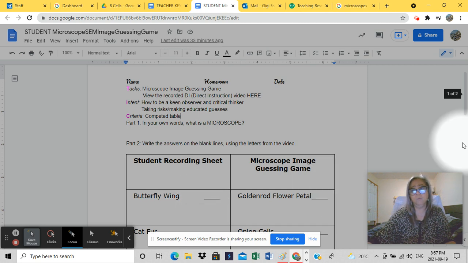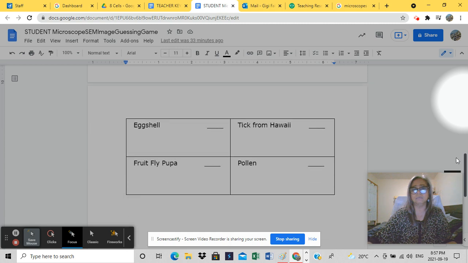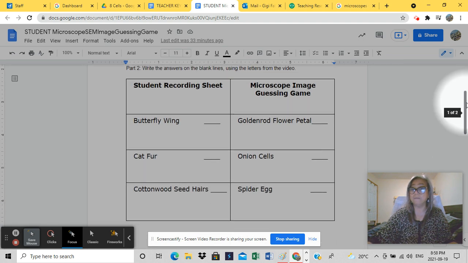You think it is a butterfly wing? Where is that in the video? Or is it a cat fur? Or cottonwood seed hairs? Or is it goldenrod flower petal? Onion cells? Spider egg? So, what are the other examples that I have here? Eggshell? Under the microscope, how would it look like? Would that be under what letter? Is it a fruit fly pupa? Or a tick from Hawaii? Or a pollen? So, you have here, all in all, 10 specimens or samples viewed under a microscope.